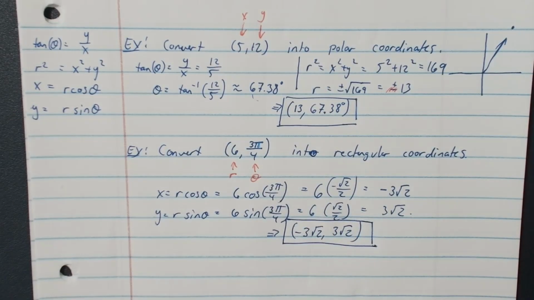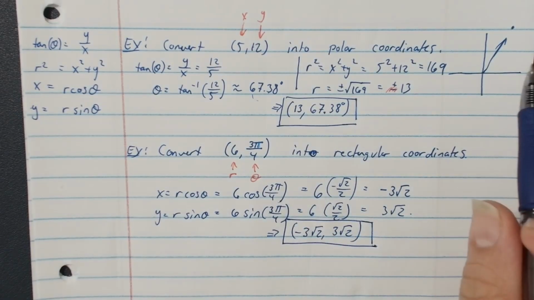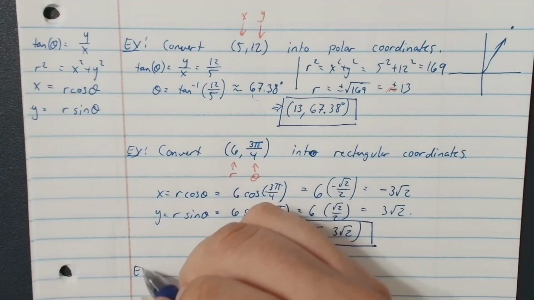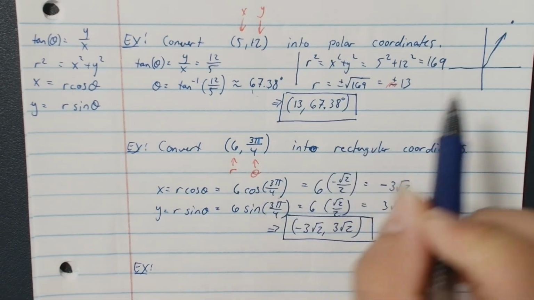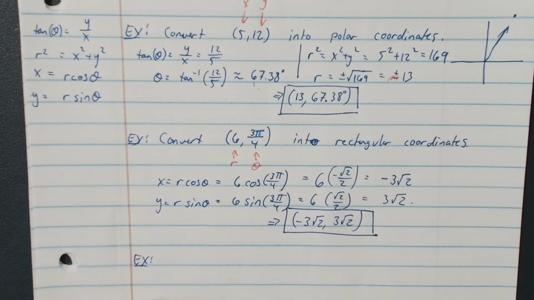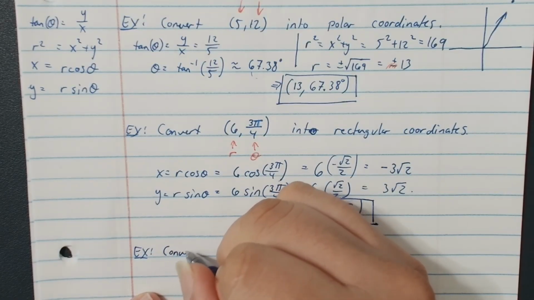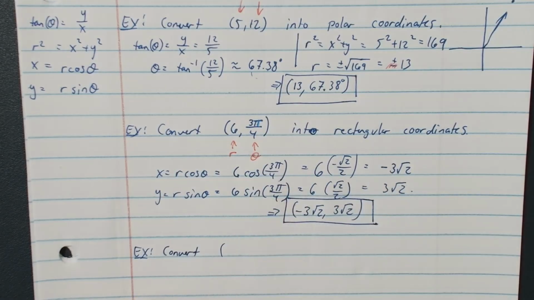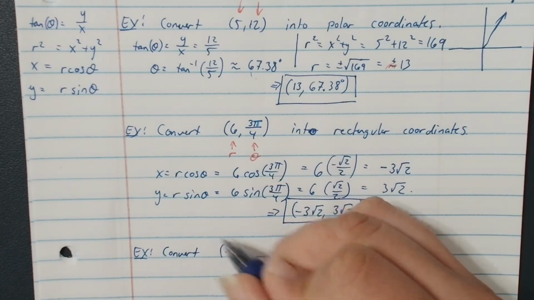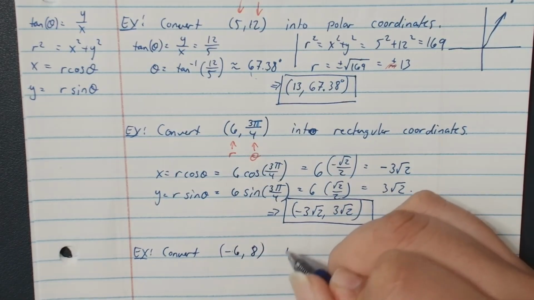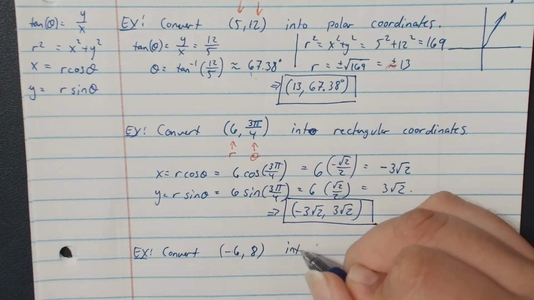Just like that. Okay. Before we go on to anything else, let's do one more example just like this, except let's see what happens if our angle is not cooperating the way we want it to. So for our last example of this type, let's go ahead and convert negative 6 and positive 8 into polar coordinates.